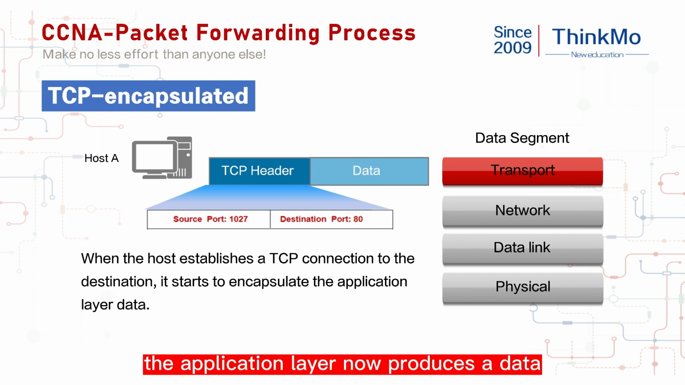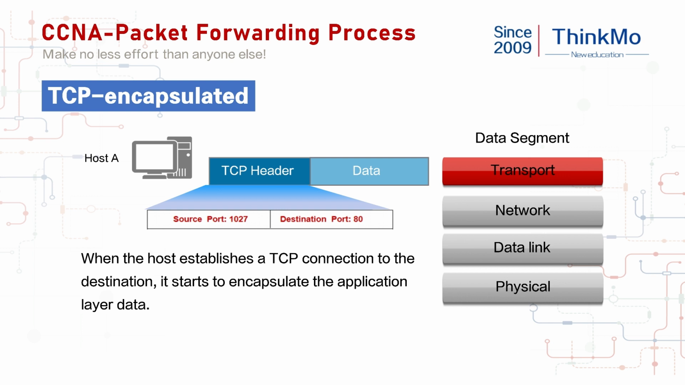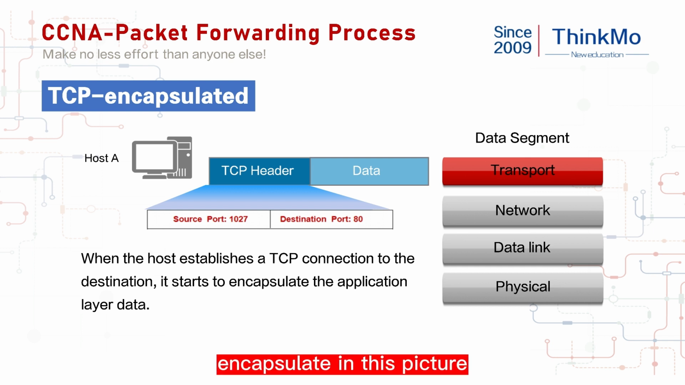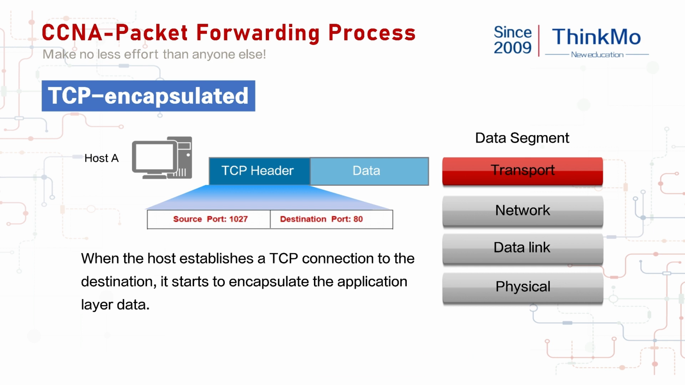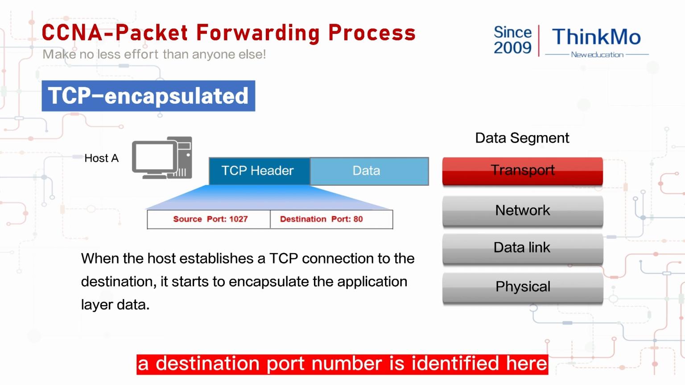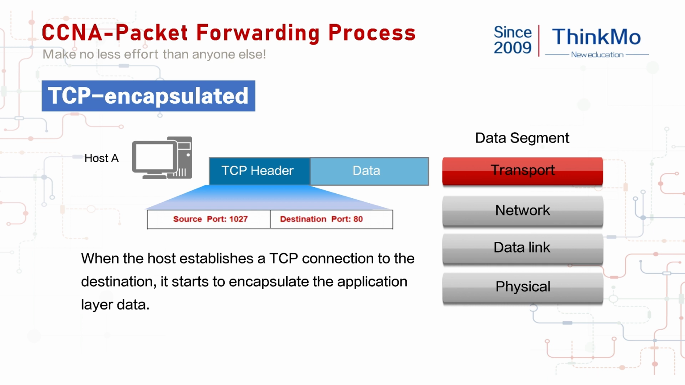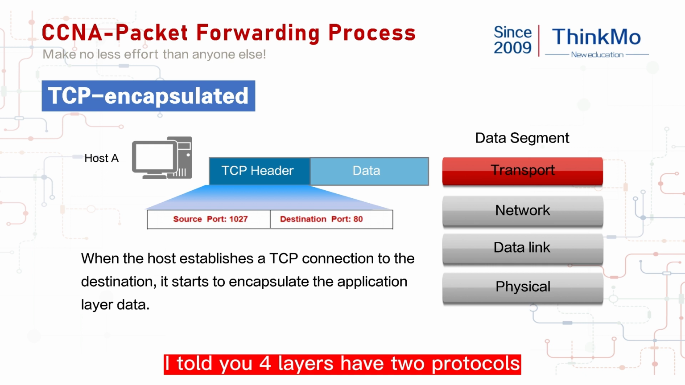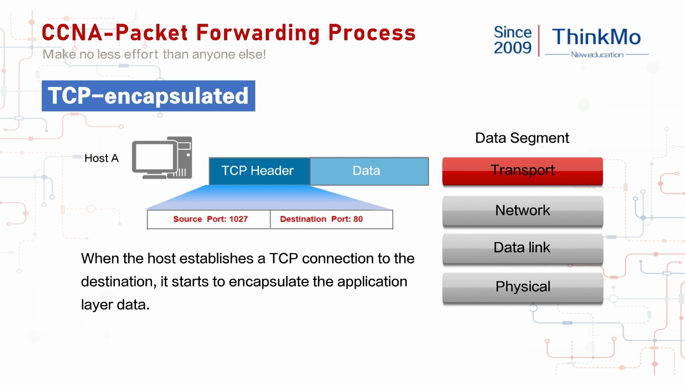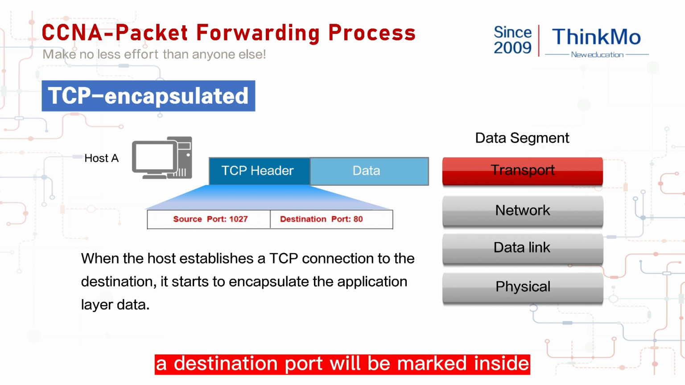The application layer now produces data. Then it will first reach the 4th layer, that is the transport layer. Encapsulate. In this picture, here you can see a data we send. A destination port number is identified here. When we talked about the model, I told you layer 4 has 2 protocols. One is TCP. The other is UDP. A destination port will be marked inside.